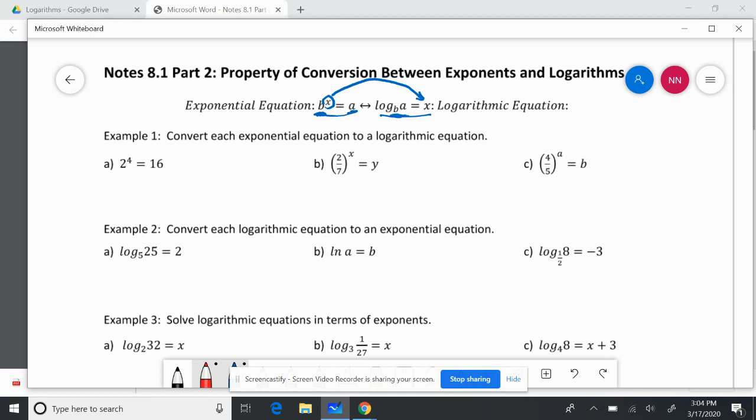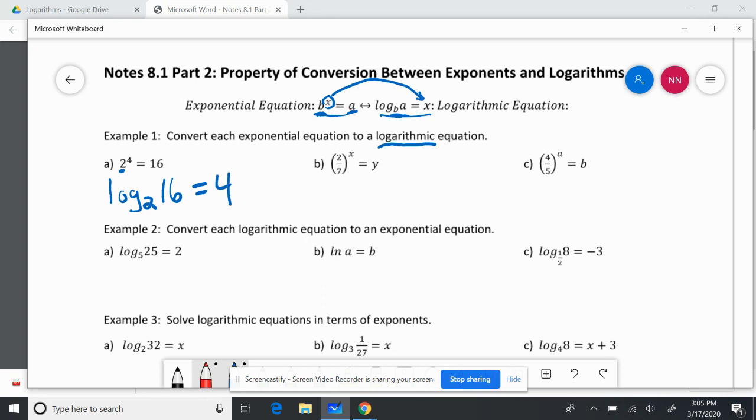So when we're looking at our first example, when we rewrite this in a logarithm, what we're going to do is put log, and then our base number is 2, so we're going to do log base 2 of 16 equals 4.